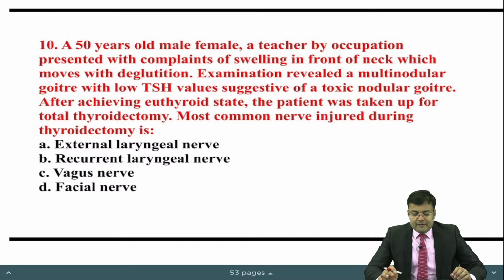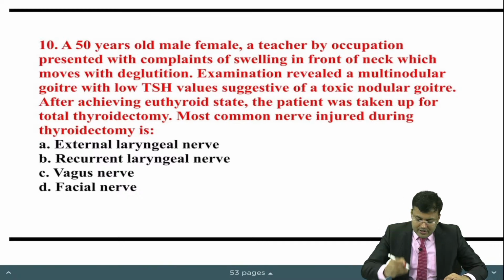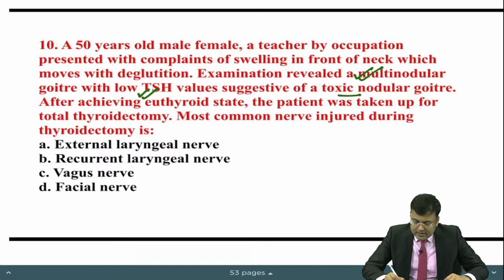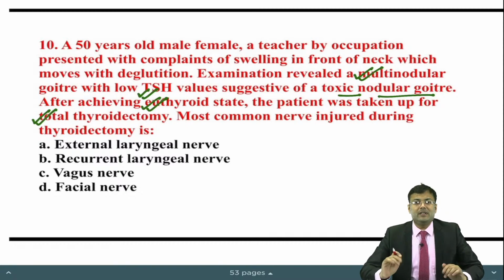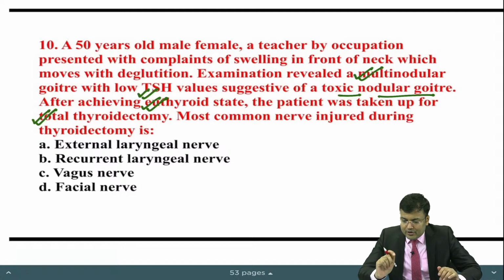Have a look. A 50 years old female, teacher by occupation, presented with complaints of swelling in front of neck, which moves with deglutition, means thyroid swelling. Examination revealed multinodular goiter with low TSH, means the patient is having hyperthyroidism, so there is toxic nodular goiter. After achieving euthyroid state, the patient was taken up for total thyroidectomy. Most common nerve injured during thyroidectomy, you tell me the answer. What is the most commonly injured nerve during thyroidectomy? I am waiting for your reply.